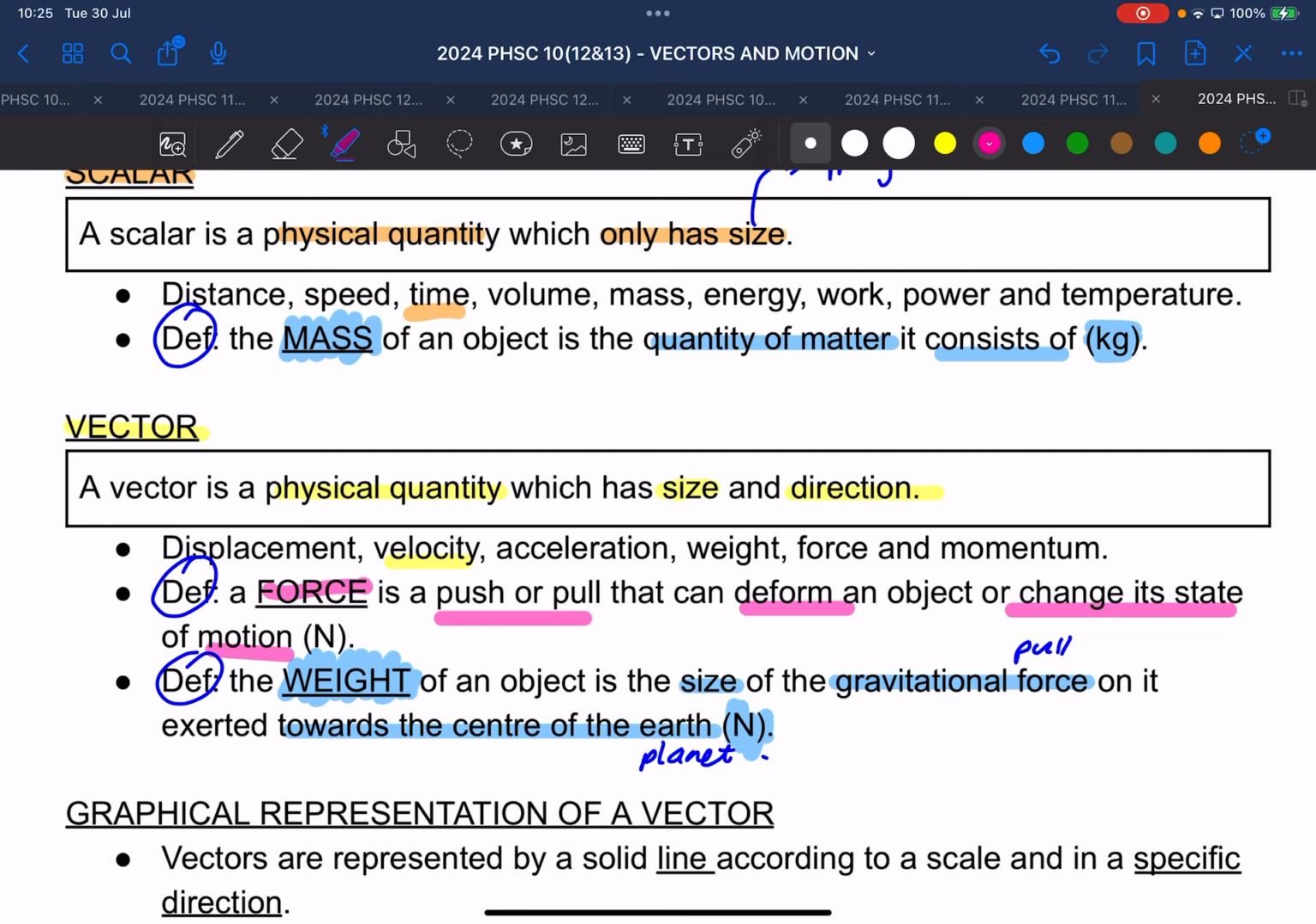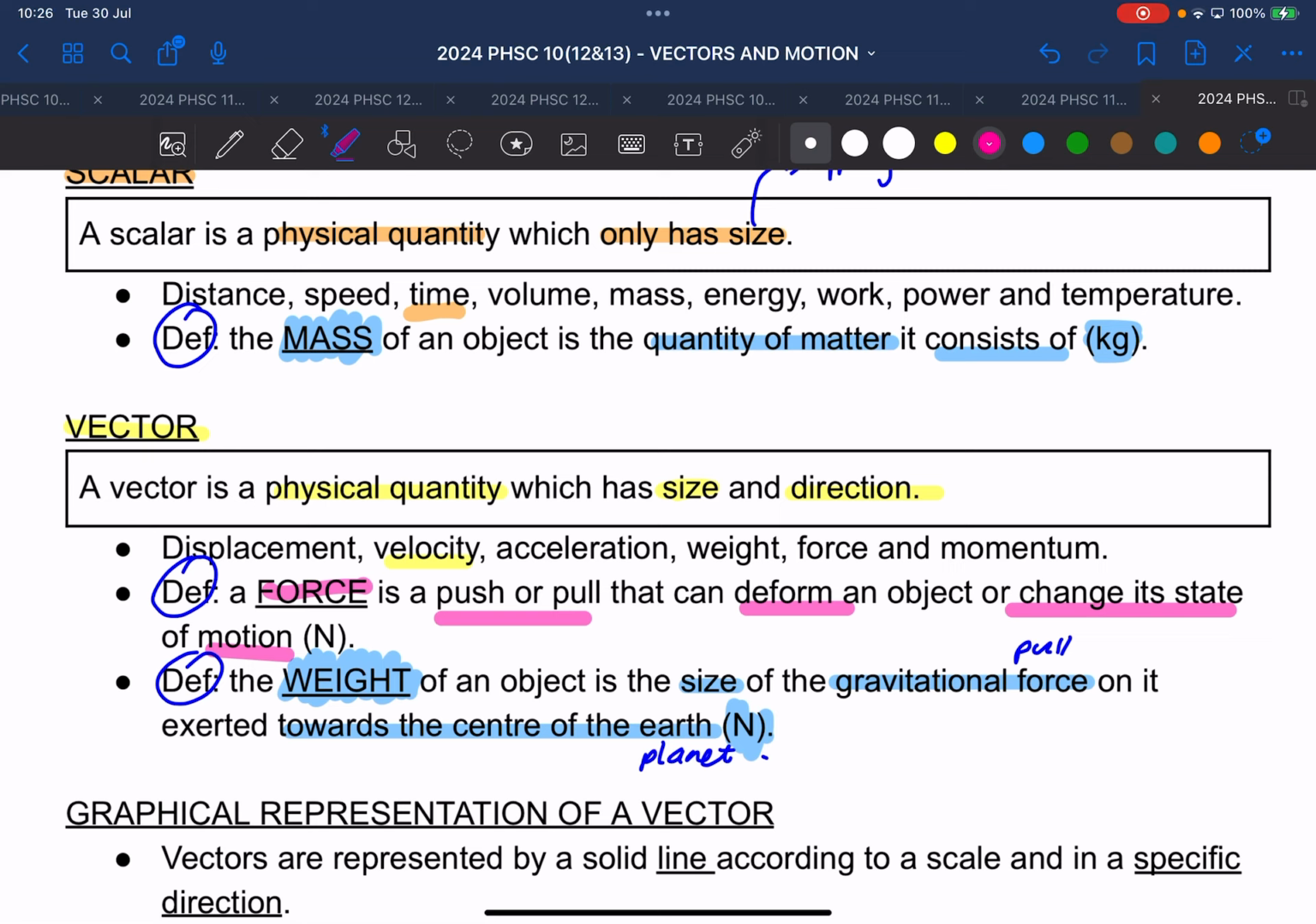Motion, yes. Movement, yes. So if I look here at Trust, this is an object. If I apply a force on Trust, he can either be stationary, or I can apply a force and make him move. Or if he's moving, I can cause him to stop. I can deform him. So if I punch him, I can deform his face. So when I apply a force, I'm either changing his shape, or I'm changing his state of motion, or doing both. So that is the definition of a force.